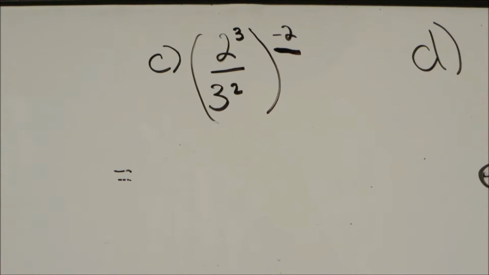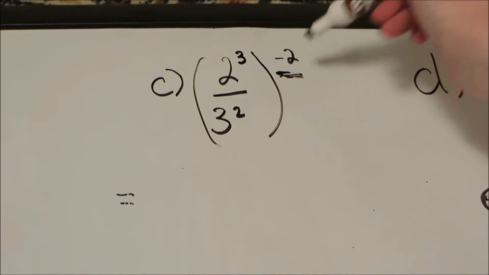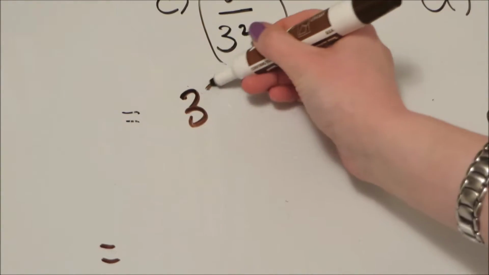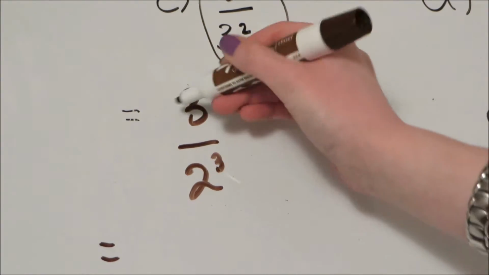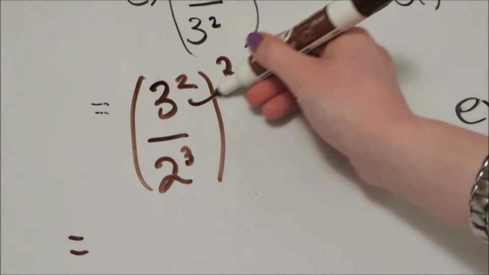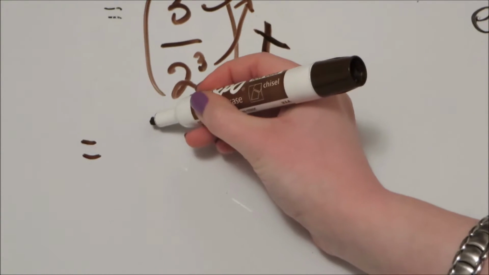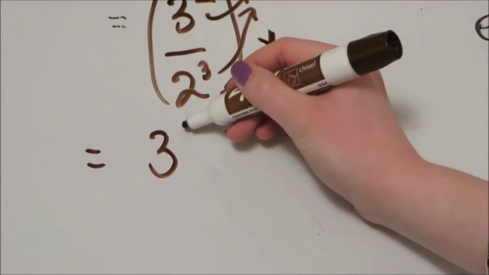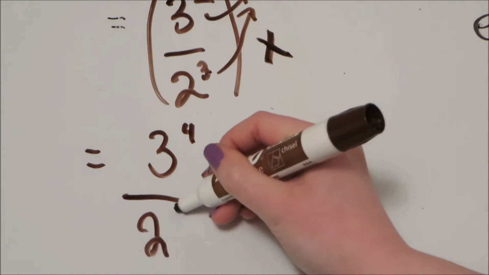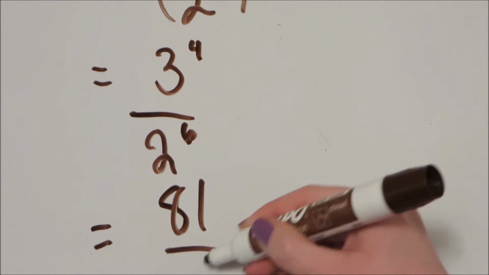So now for C. What we're going to do for C is we want to get rid of this negative exponent again. So we're going to invert the fraction. So now we're going to have 3 to the power of 2 over 2 to the power of 3, all to be now positive 2. Now whenever an exponent is raised to an exponent, that is a multiplication. So what you're going to do is 3 to the power of 2 times 2, which is 4, over 2 to the power of 3 times 2, which is 6. You just type that into your calculator, and what you're going to get is 81 over 64.